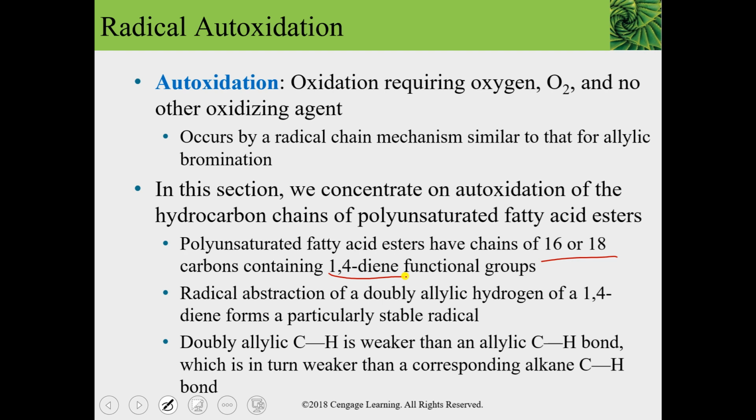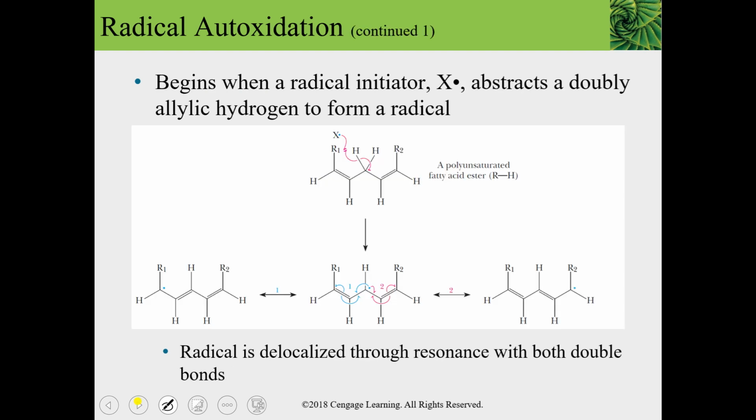Then because we're talking about a double allylic hydrogen, meaning an allylic hydrogen from two allylic carbons, there must also, of course, be two allylic carbons. So what's going to go on here? First, we need the radical initiator, whatever halogen radical. That will very easily remove an allylic hydrogen.